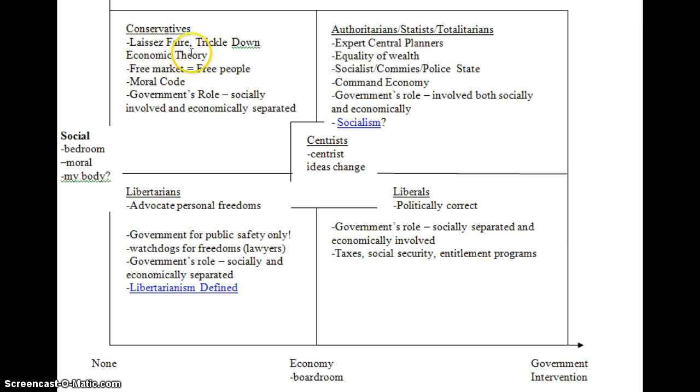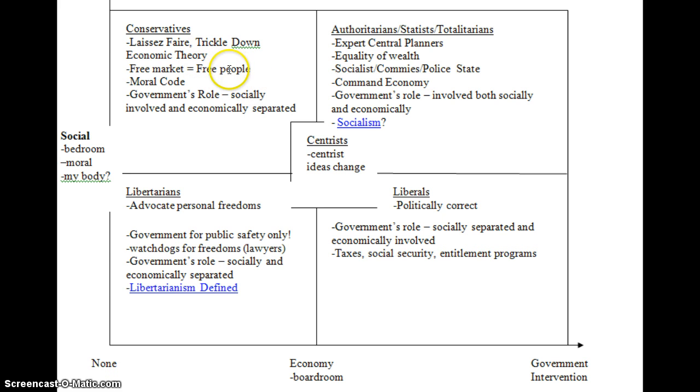When we talk about economic issues, they believe in the laissez-faire, trickle-down economic theory that believes that if you give tax breaks to those who provide jobs, they will be able to use that extra money to then provide more jobs and incentives to expand their own company, to do things better, and that will trickle down benefits to the workers and eventually to consumers as well. They believe in the free market, very capitalist. The more free the market is, the more free the people are.